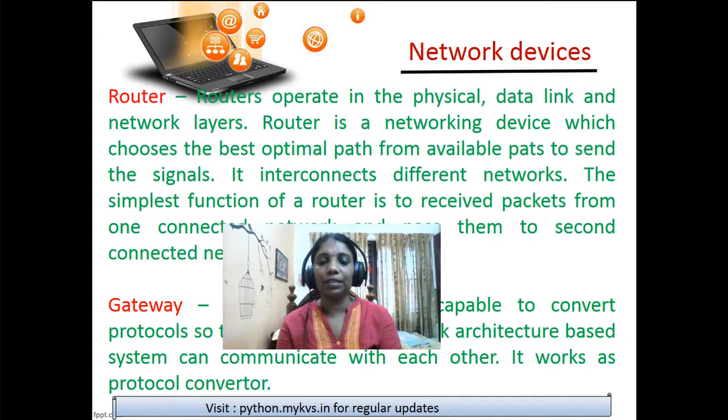It basically connects different similar kinds of networks which follow similar protocols. Protocols means rules. In your lab you have a LAN confined to a specific kind, and that LAN can be connected to a router. Another LAN will be there in the other room, the second computer lab, and that also can be connected to a router.